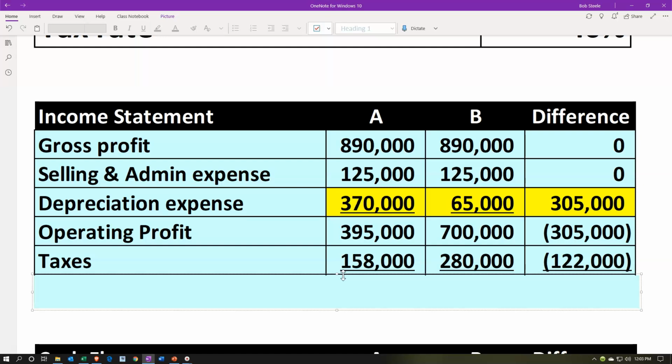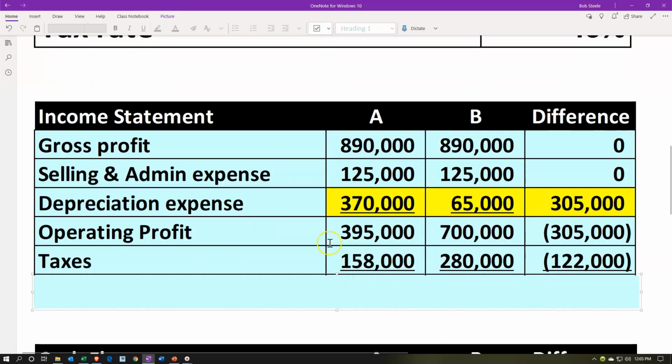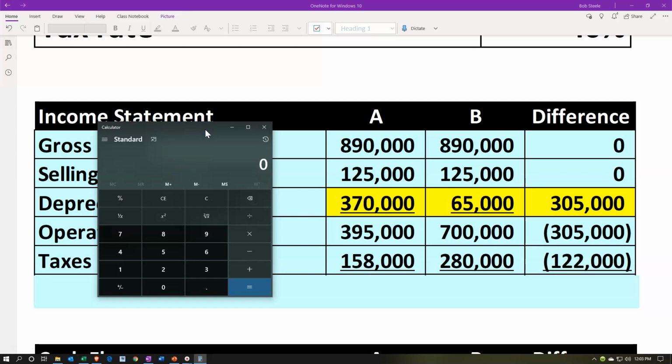Then we have the taxes that will be allocated on that. Taxes were the 40%. So let's pull out the trusty calculator. We'll do a quick calculation on that. We're going to be taking the $395,000 times the 0.4. That's going to give us our 158, and of course the 700,000 times 0.4 is going to give us our 128.